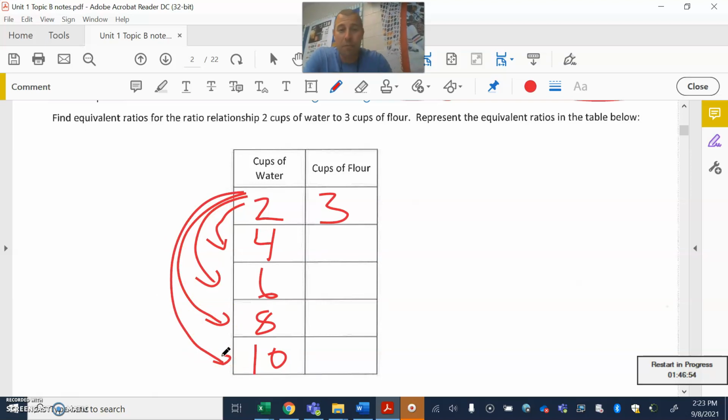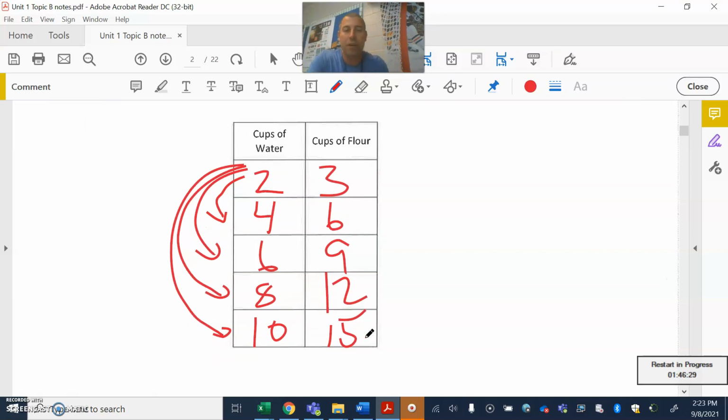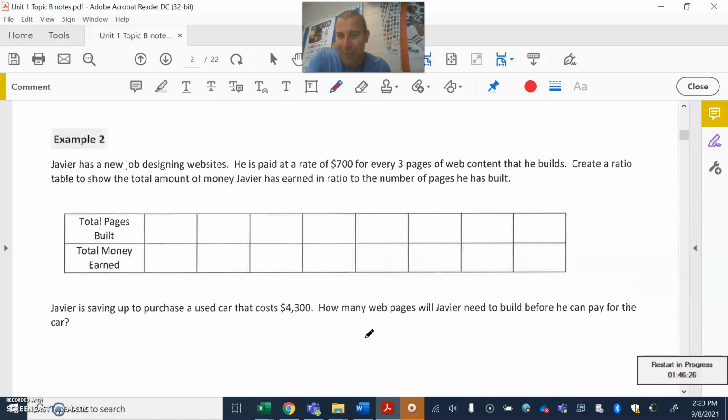Cups of flour. I multiplied by 2, so I could multiply by 2 to get to a 6. To get from the 2 to the 6, I multiplied by a 3, so 3 times 3 is 9. But what we're noticing here is just repeat addition. 3, 6, 9, 12, 15. So keep that in mind. You could keep multiplying, or we could use the repeat addition and fill our information in your table. Let's see what else we got here.